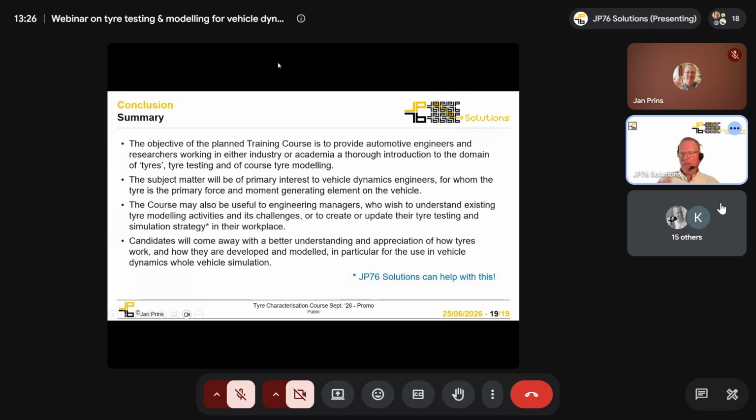And this is the summary of what I've just talked about. So it's a training course for automotive engineers, researchers, people in academia, anyone who wants to know a little bit more about how tires work, how they affect vehicle dynamics, what's important in how they work, and what's important in how to test them and how to model them. And like I said, we've had 29 happy customers so far already, and we hope to get a lot more in September.